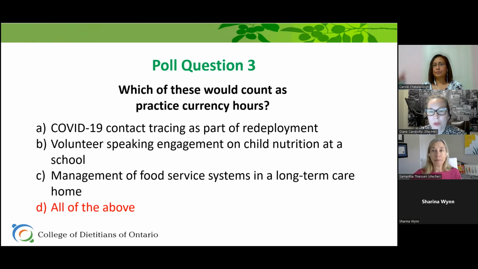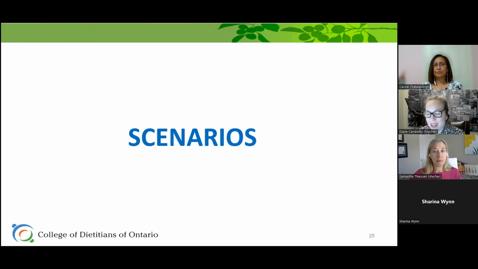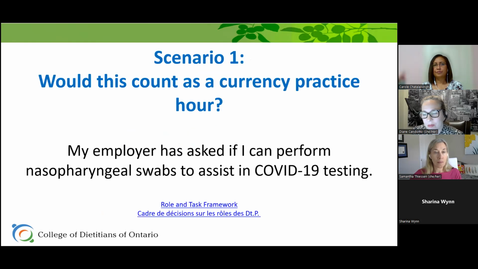Great, we're going to go through some scenarios next on the next slide. And this is where we'll apply the definition and the policies. And we'll start off with our first scenario. Would this count as a currency practice hour? So in this case, an employer has asked if a dietitian can perform nasopharyngeal swabs to assist in COVID-19 testing. And this is a question that we got during the pandemic.